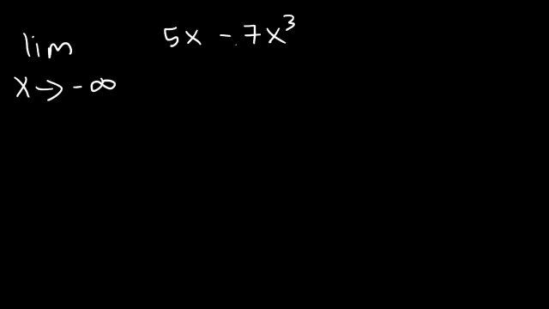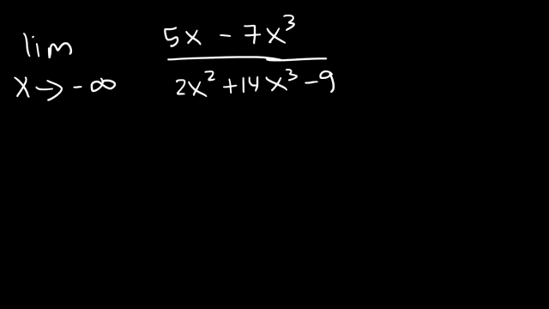So based on that example, go ahead and try this one. What is the limit as x approaches negative infinity of 5x minus 7x cubed over 2x squared plus 14x cubed minus 9? So looking at this, the degree of the top and the bottom is 3. So the answer is going to be negative 7 divided by positive 14, which is negative 1/2.